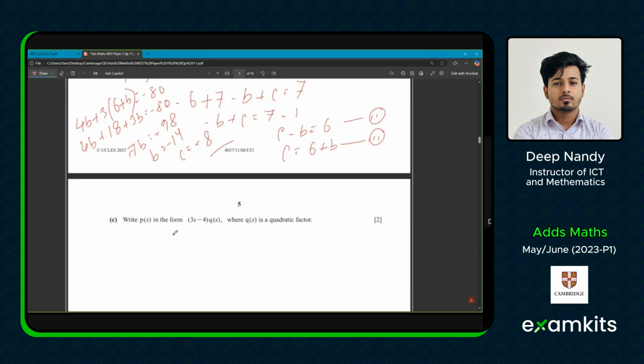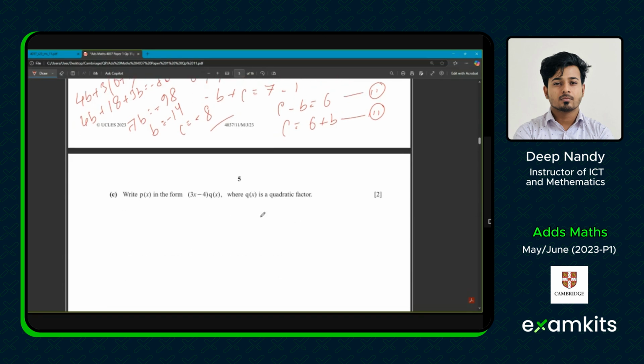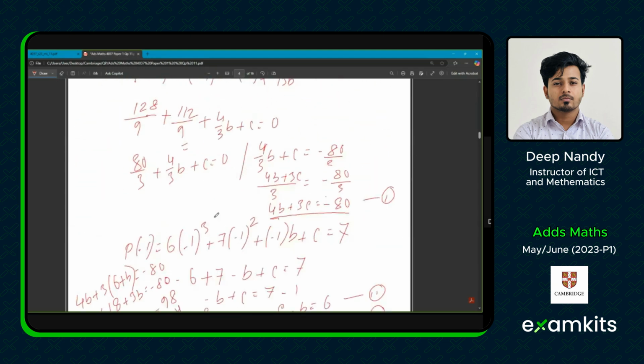Now, in the C part, P of x is in the form (3x minus 4) q of x, where q of x is a quadratic factor. We need to find the quadratic factor q of x. From the values above, we know that p of x is the equation 6x cubed plus 7x squared minus 14x minus 8. This is the equation from above, you can see.